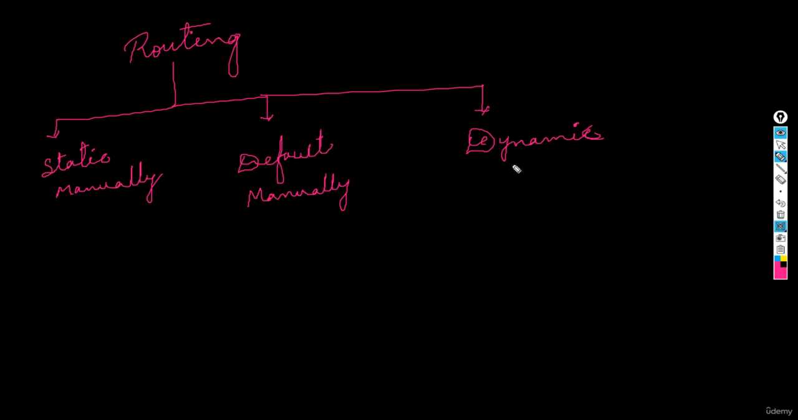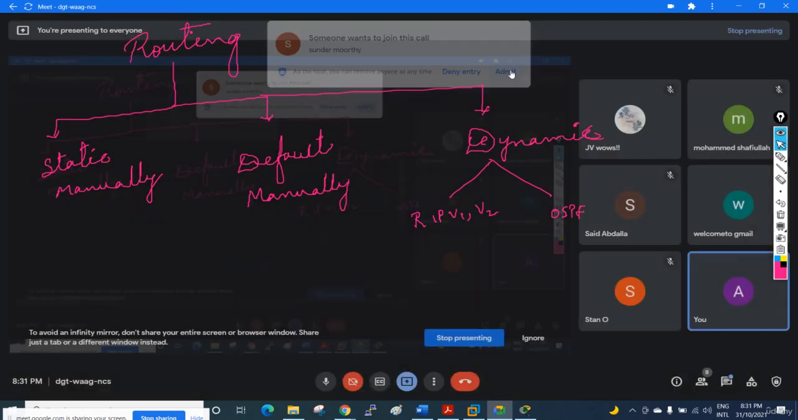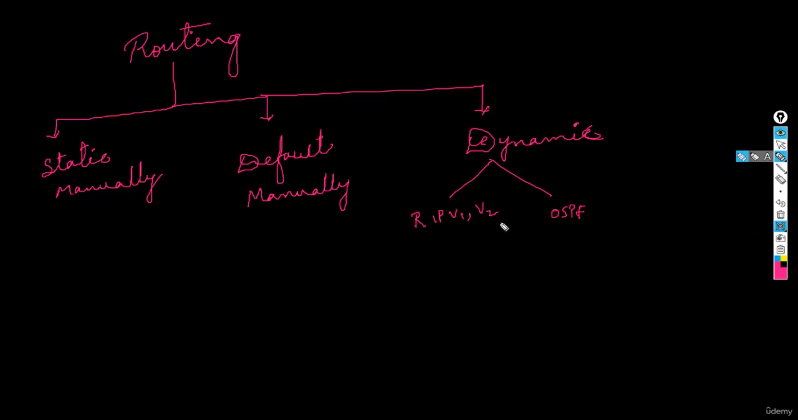And in the dynamic routing protocols we have RIP version 1, version 2, and we have the OSPF, and we have the EIGRP. We have BGP also. So this one we already discussed. Now we need to go one by one in detail.